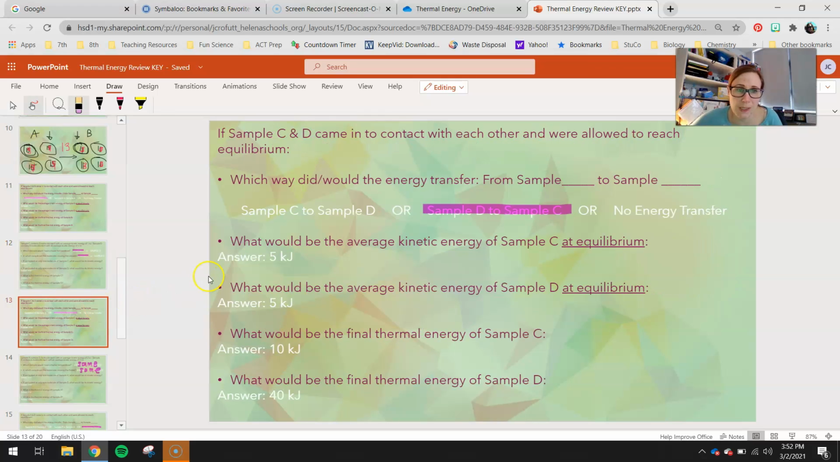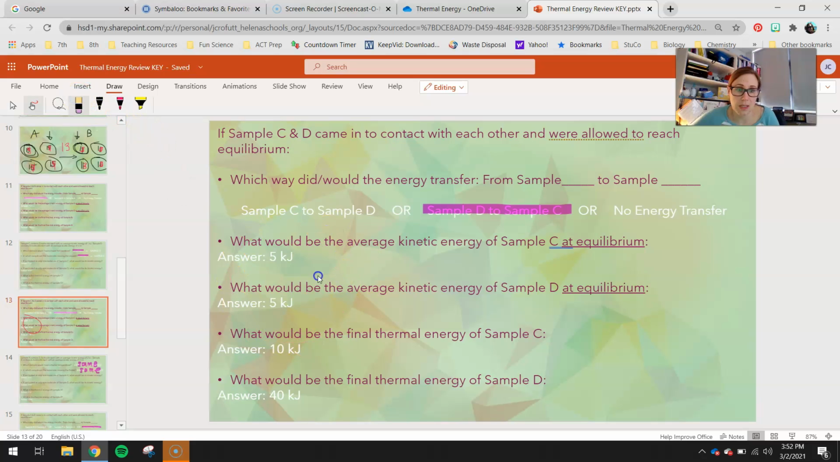Okay, if we were to push sample C and D together and let them reach equilibrium, we have these questions. Which way would the energy transfer from sample what to what? Well, sample D was our warmer sample, so it would transfer from sample D to sample C. Okay, and what would be the average kinetic energy of sample C at equilibrium? They would transfer until all those molecules in sample C and D each have 5 kilojoules of energy.